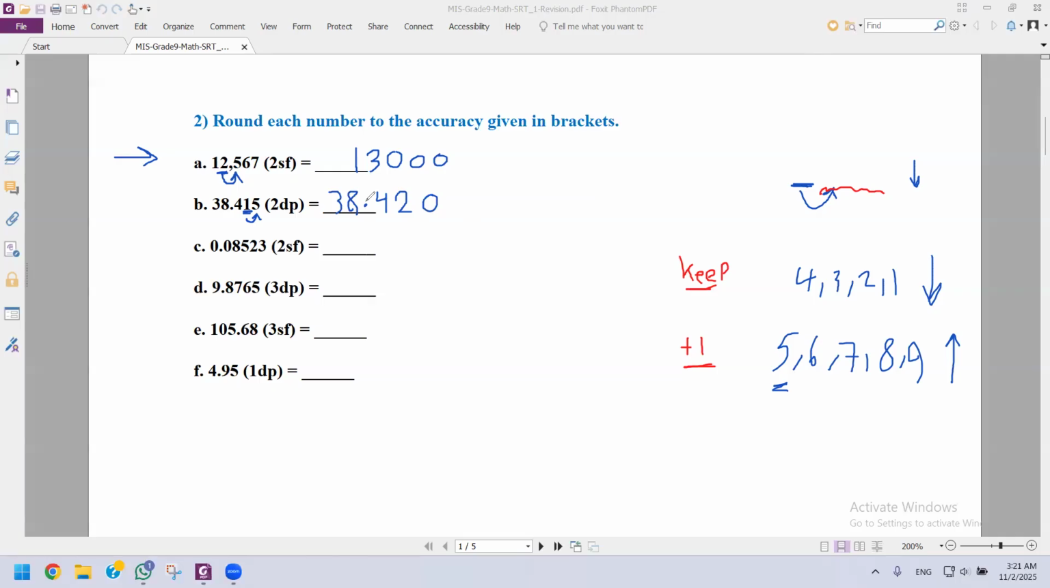Okay, but look, I'm talking about decimal values. We know that in decimal places, 0 has no meaning if it is at the end. So if I said 420, or if I said 42, it's the same thing. So if you write it, it's okay, but it's better if we don't write it. So 38.42.